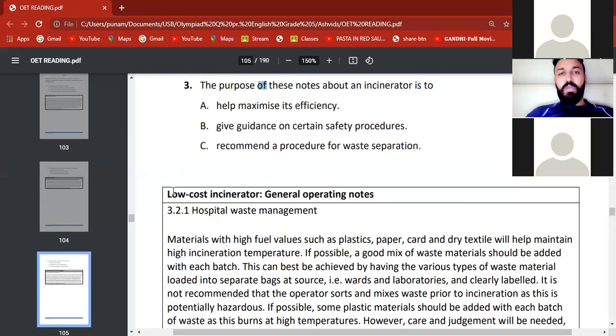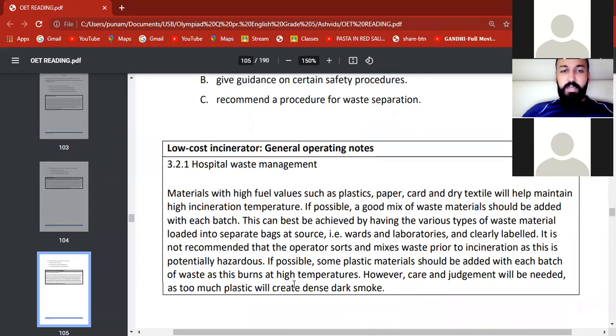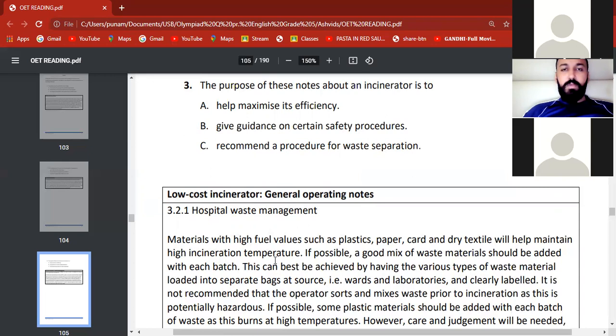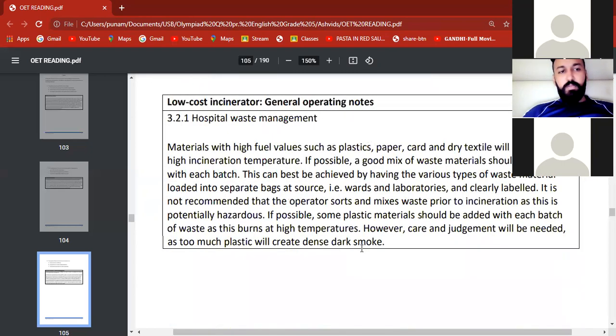It means the bigger picture. The bigger picture is about maximizing efficiency. Why? Because here it says, if possible, a good mix should be added, higher temperature, each batch. So what is the purpose of talking about all this? So that the efficiency is maximized. So A is the answer, right? Got it. Okay, good. Toby, would you like to attempt the next one?